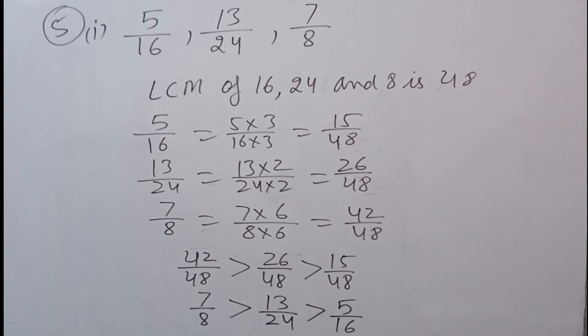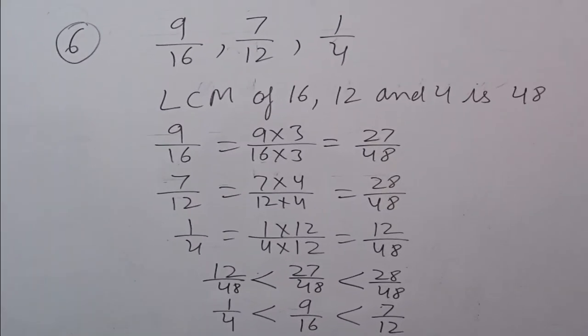42 upon 48 we derived from 7 upon 8. So 7 upon 8 is the first fraction, 13 upon 24 is the second fraction and 5 upon 16 is the third fraction. So in that manner we can write the fractions in descending order of magnitude. The other part you can do with the help of the first part of this question number 5.